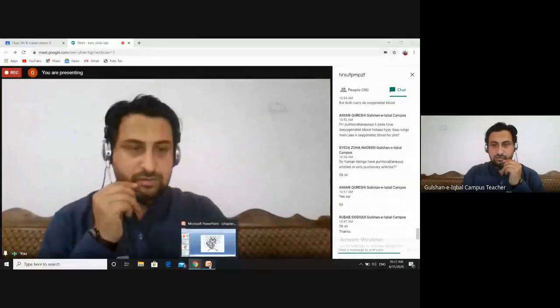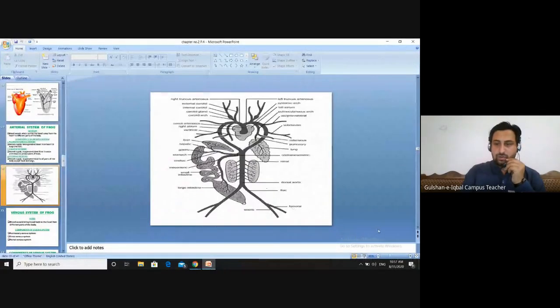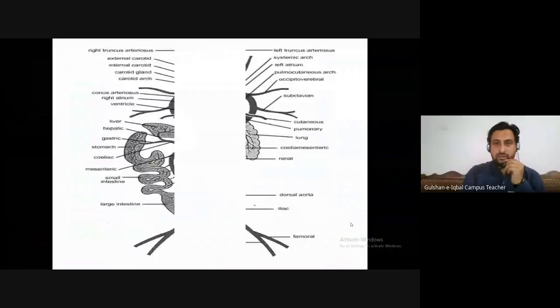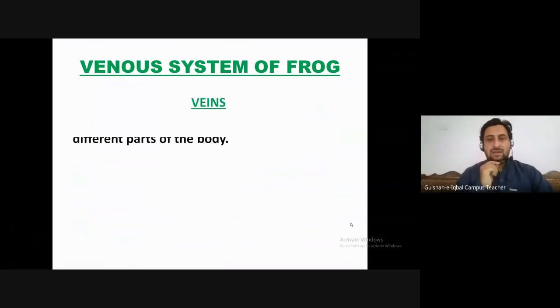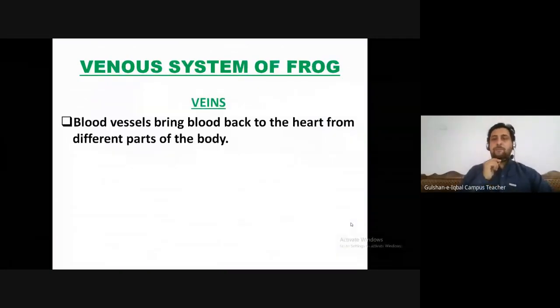Okay, let's move now. So this one was the arterial system. Now the next system we are having is the venous system. Let's discuss the venous system of frog, the system that is comprised of veins. So first of all, what are veins? Veins are the blood vessels that bring blood back to the heart from the different parts of the body.